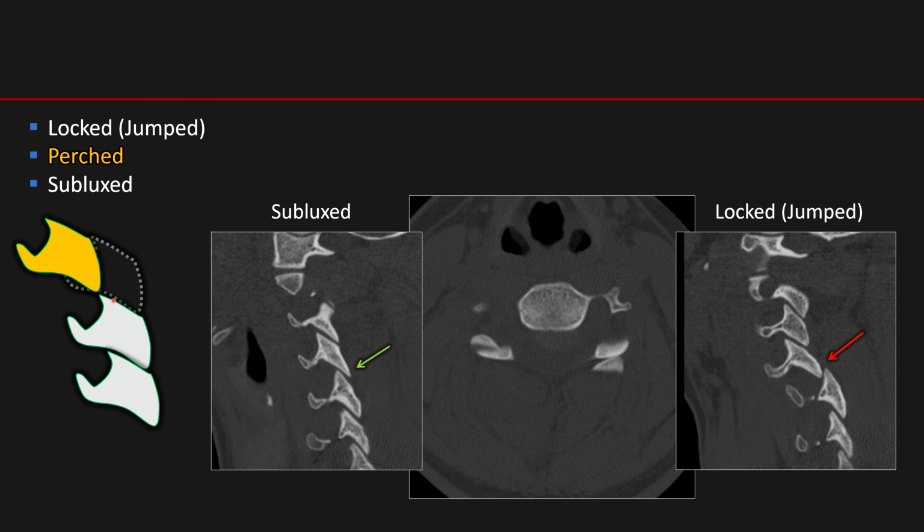If the inferior articular facet perches on top of the superior articular facet in the lower level, this is the perch facet dislocation. The most severe type, such as the one in the red arrow right here, the facet joint has jumped. That is the jumped facet dislocation or the locked facet dislocation.